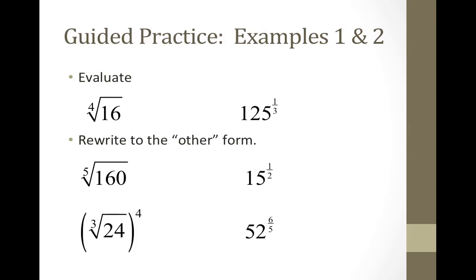All right, so why don't you take a moment now and work out these problems quick. You're going to evaluate the first two, so you're trying to actually figure out what the answer to those two would be. And then the next 4, you're just going to rewrite them into the other form. So if they're radical, rewrite them as exponential. If they start out exponential, rewrite them as radical. Stop the video for a moment while you try these out and come back when you're ready to check your answer.